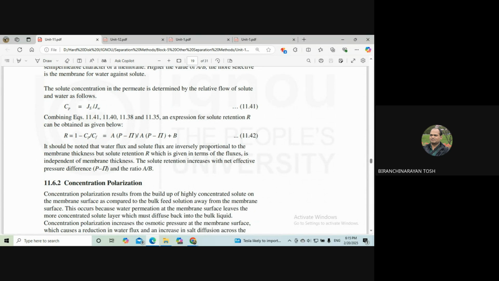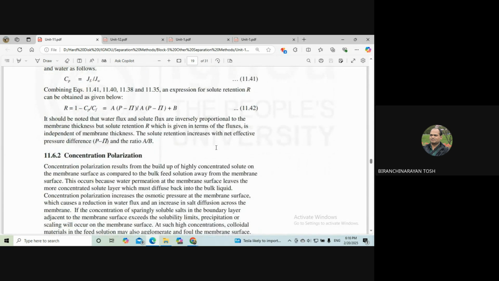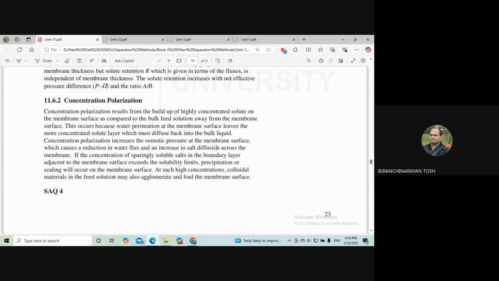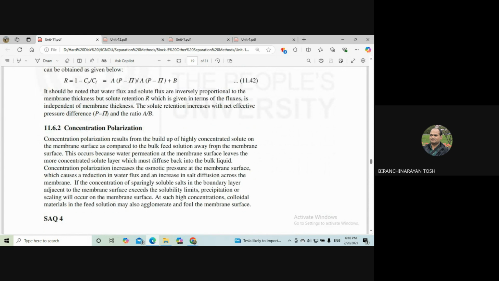So these are the equations which are used in reverse osmosis. Then concentration polarization results from buildup of highly concentrated solute on the membrane surface as compared to the bulk feed solution away from the membrane surface. This occurs because water permeation at the membrane surface leaves a more concentrated solute layer which must diffuse back into the bulk liquid. So concentration polarization increases the osmotic pressure at the membrane surface, which causes a reduction in water flux and an increase in the salt diffusion across the membrane.